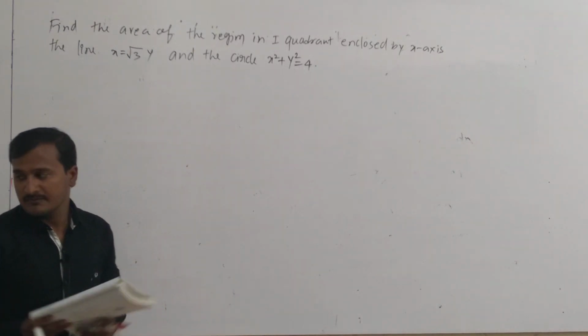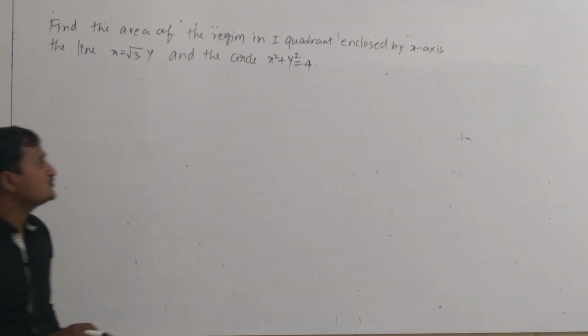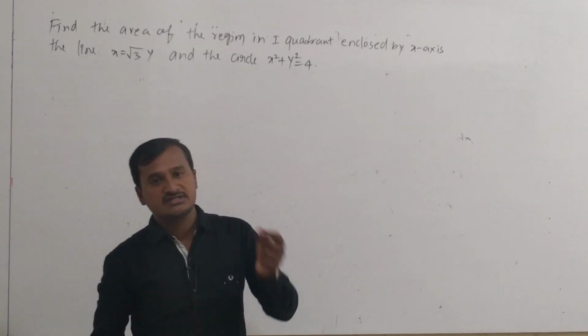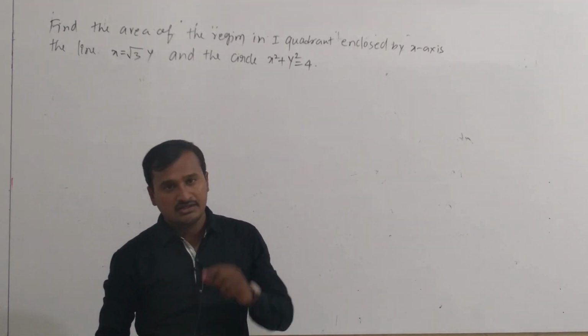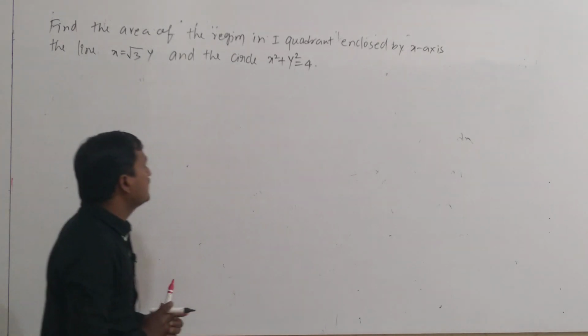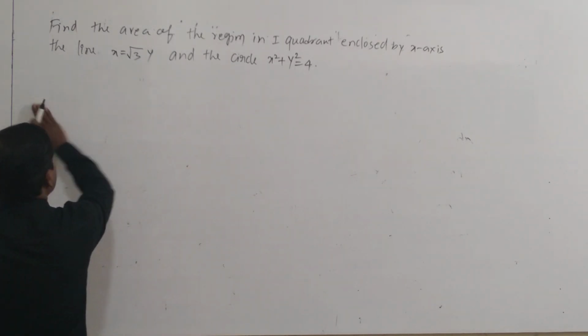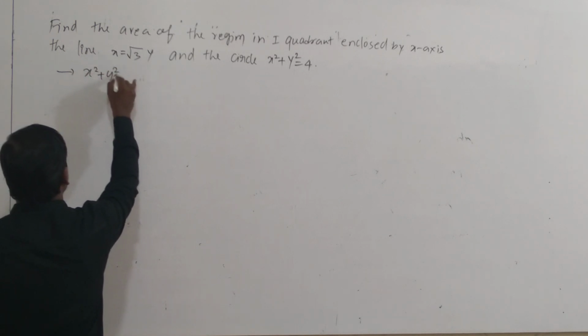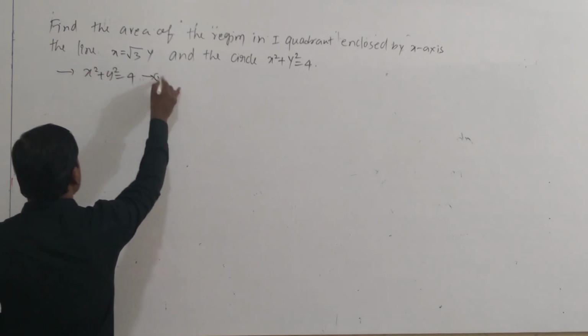Okay, here you should observe, here we should find the area enclosed by the circle and the line. So here they have given the equation of the circle, x square plus y square is equal to 4. Call this as 1.